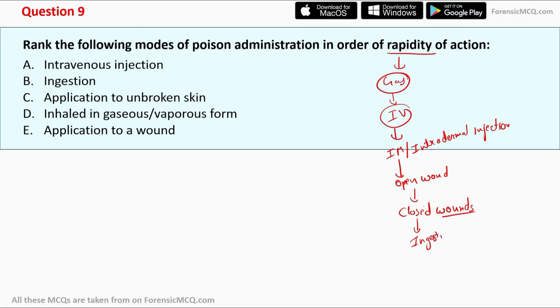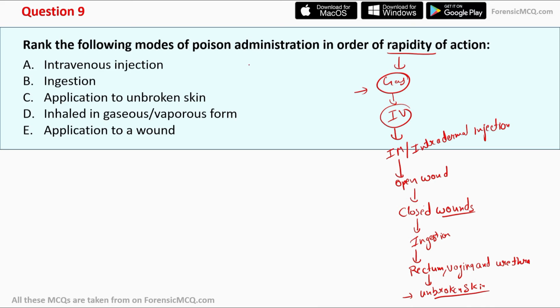So you consume by mouth. And after that, the application of chemicals on the rectum, vagina, and urethra. And the last is the unbroken skin. One common example is the use of a nicotine patch. So this is the order of rapidity of action. Gas will be the most rapid form of action, and application of a chemical directly on unbroken skin is the least rapid mode of action.